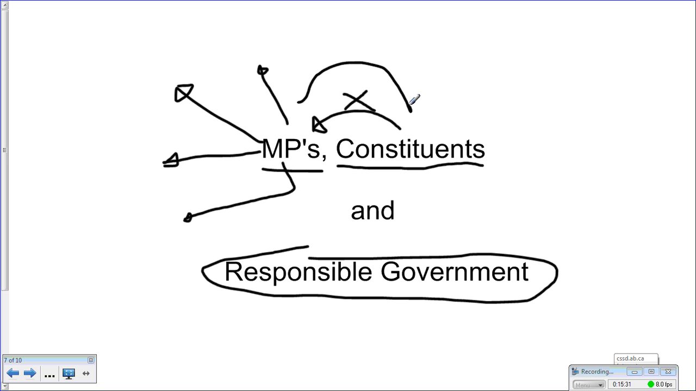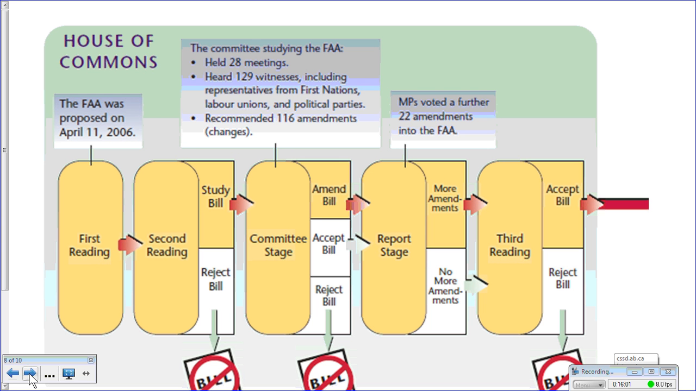The MP can't make decisions based on whatever they want, thinking that there are no repercussions in the future. There are repercussions, and those repercussions will be that the constituents will not vote you back into office. That's responsible government, where MPs have a responsibility to the constituents, and the constituents believe that they will be represented in their best interest when they go to Parliament.